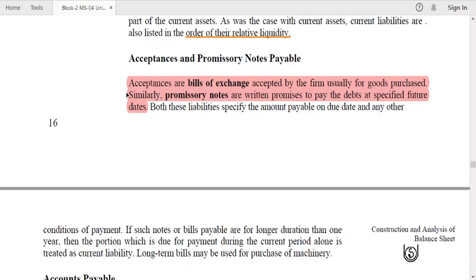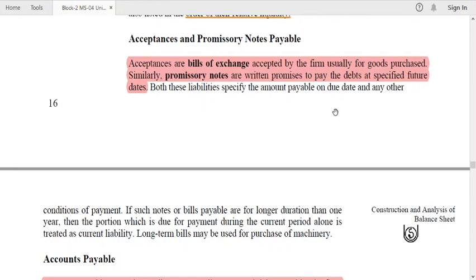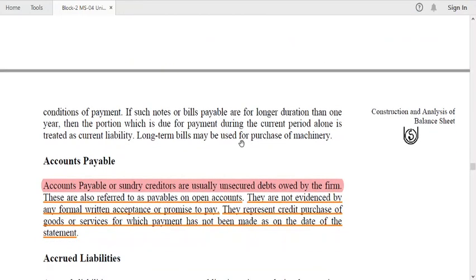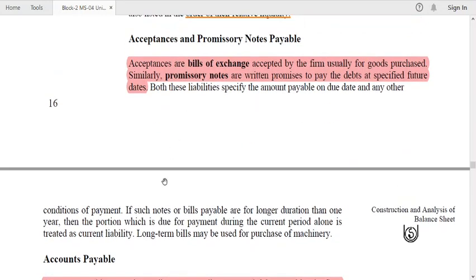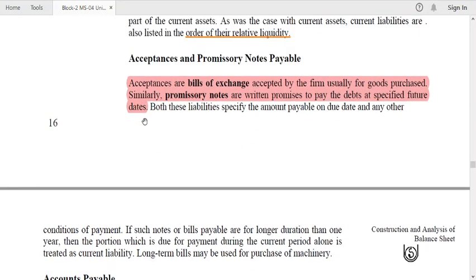Which you have seen in the current assets part. Acceptances are bills of exchange accepted by the firm, usually for goods purchased. Similarly, promissory notes are written promises to pay the debts at specified future dates. Already I have explained this one. This is understandable. Accounts payable, if you want me to explain again, I will explain, no problem. Acceptances are bills of exchange accepted by the firm, usually for goods purchased. Okay, the company is accepting bills of exchange.